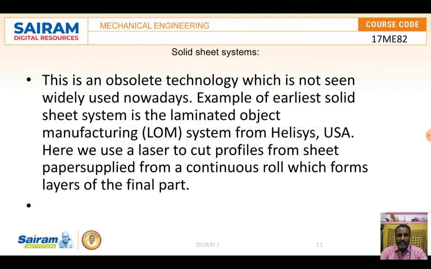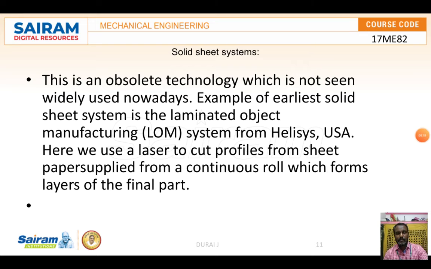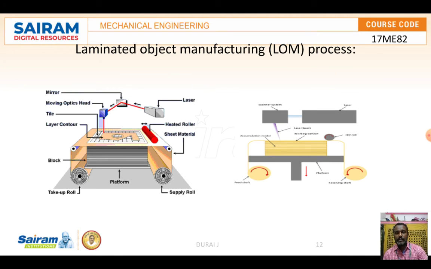Then comes the next thing, the solid sheet systems. These solid sheet systems are not used nowadays. It was founded by the Helisys company in the USA. Here we use a laser to cut the profiles from sheet paper supplied from a continuous roll, which forms the layers of the final part. Then let us see an example of the solid sheet systems, that is the laminated object manufacturing.